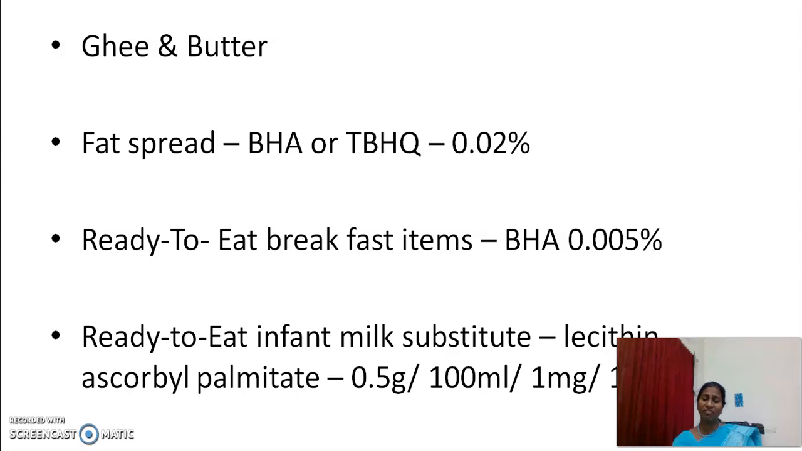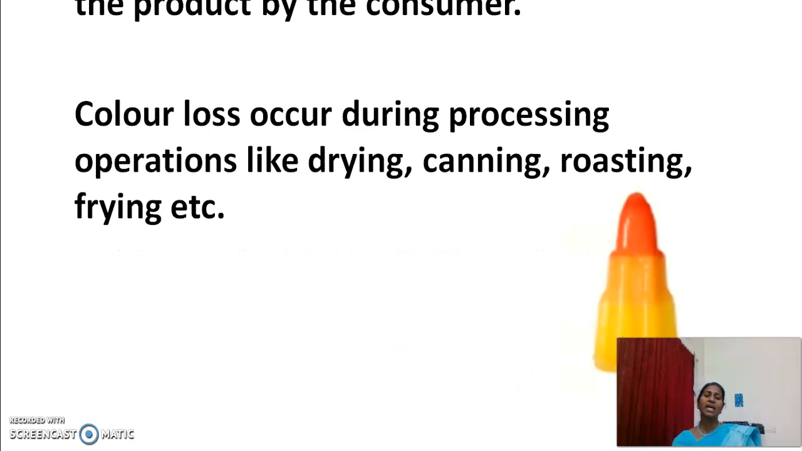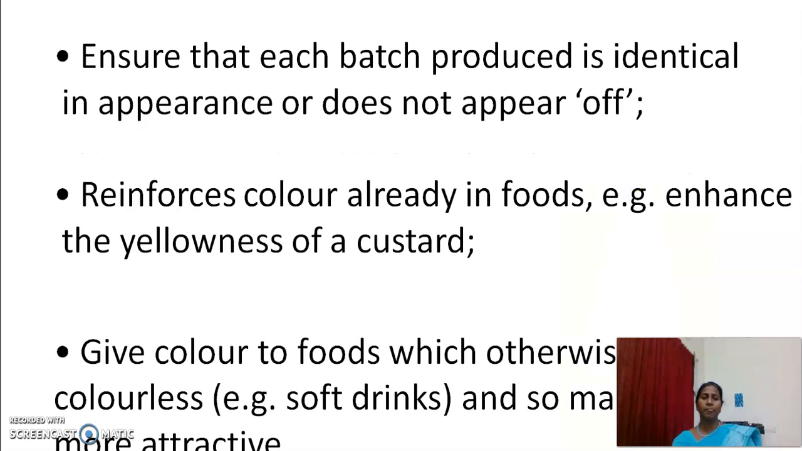And in ready-to-eat infant milk substitute, lecithin and ascorbyl palmitate are added in the amount lecithin 0.5 gram per 100 ml and ascorbyl palmitate 1 milligram per 100 ml. Next is colors. Colors are really part of our life, and colors are in turn part of the food. Color is a very important part in the acceptance of the product by the consumer. Color loss occurs during processing operations like drying, canning, roasting, and frying.